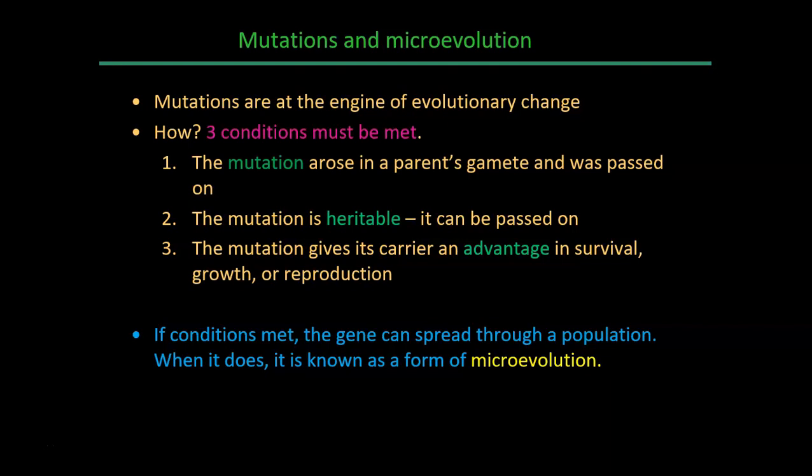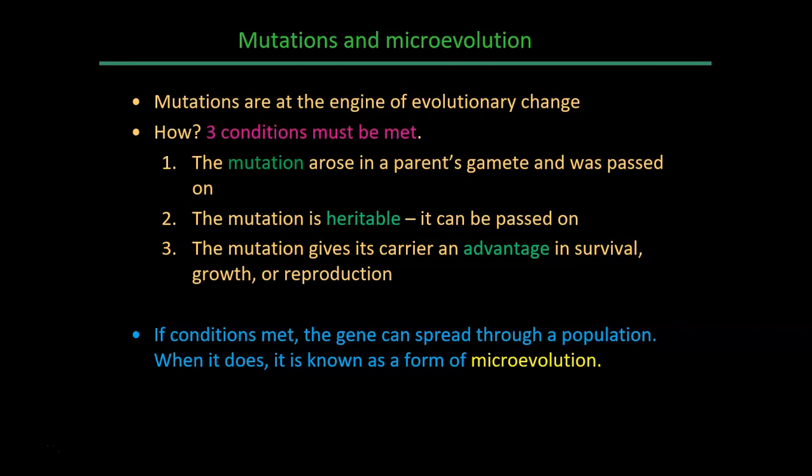Okay, now to have evolutionary change affect a whole population at that scale, these three conditions must be met. The mutations must arise in the gametes and therefore be passed on. It must be heritable, so it gets passed on from generation to generation to generation. Therefore, it's spreading through the population, and it's spreading because of point 3. That mutation gives anybody that has it an advantage in survival, growth, or reproduction.